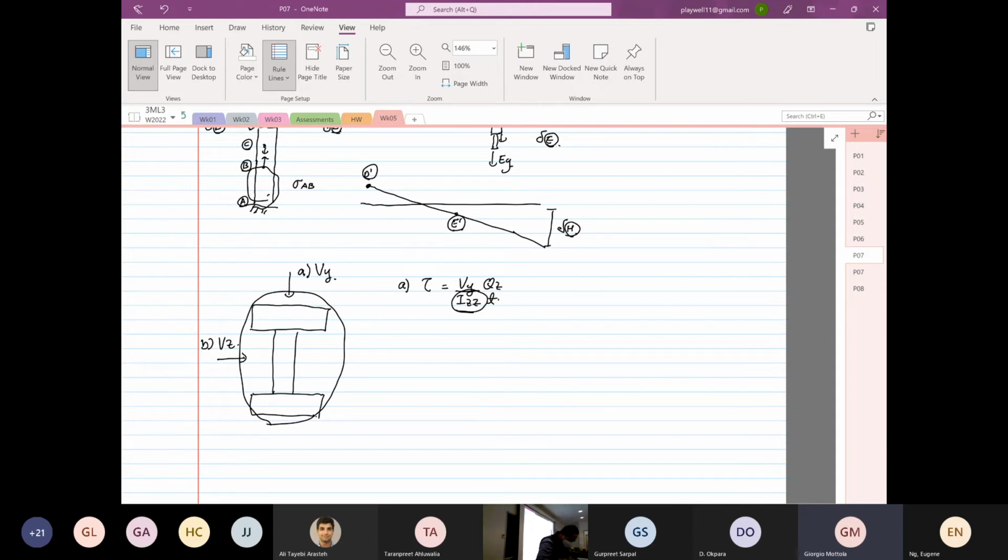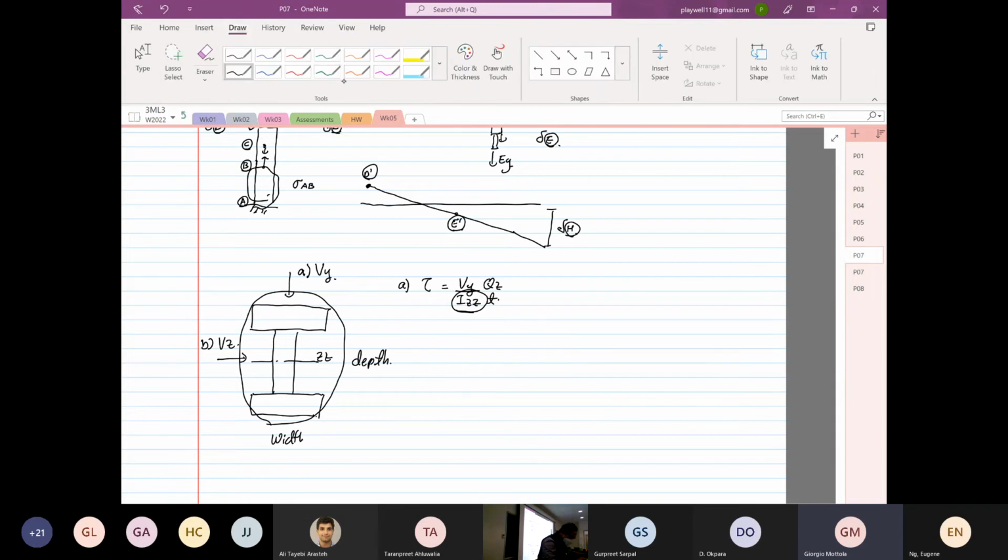So for Izz, this is our ZZ, this is our width, and this is our depth. You don't need to find where your centroid is because based on symmetry, you know this is your centroid. The green line I drew is your centroid. So then you can immediately do your first moment and second moment of area. So this is for Izz. This is the width and this is the depth.